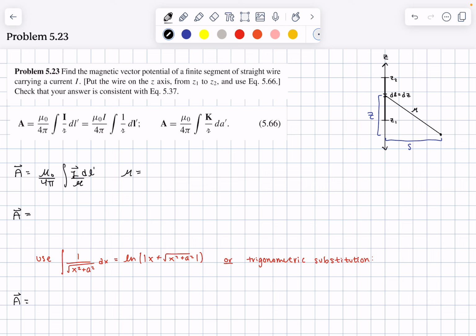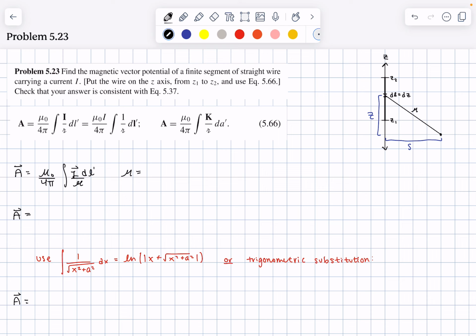And so to be able to check that it's consistent, we'll need to use this magnetic vector potential to find the magnetic field. So to the top right, you can see a diagram of the situation. We have our script r vector, and then you can see our wire going from z1 to z2.